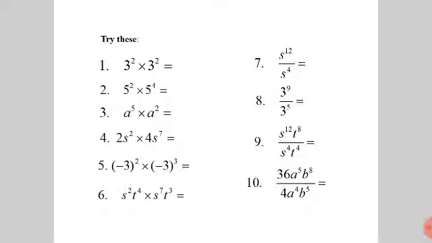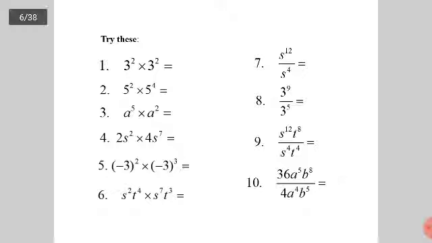So next one, 36 a power 5, b power 8 divided by 4 a power 4, b power 5. So cancel 36 divided by 4. 9 4s are 36. So 9 a power 5 minus 4, b power 8 minus 5. So 9 a b power 3. Write down these sums in classwork note.